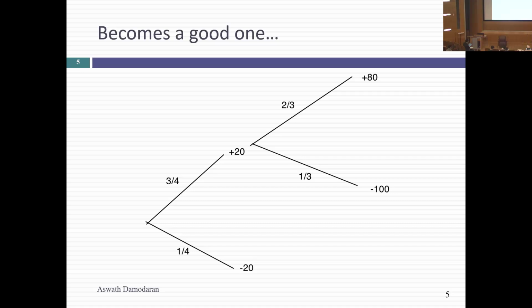And in the second round, there's a 2/3 chance that you'll make another 80 and a 1/3 chance you lose 100. If you look at the cumulative upside here, 20 plus 80 is 100; cumulative downside, 20 plus 100 is 120. You work out the probabilities, it's 50-50, but here's the magic. The expected value of this tree is positive.